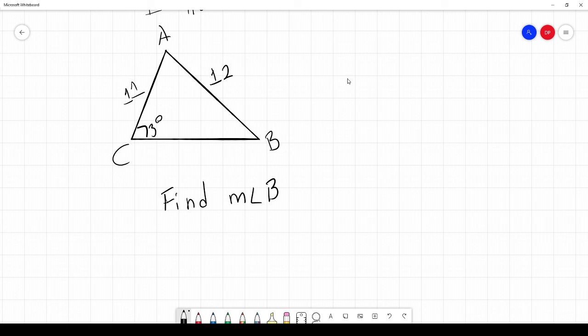Remember our law of sines says that A over the sine of angle A, and again your side and angle have to be opposite each other, is going to be equal to the same ratio for the rest of the sides and angles of that triangle. So this would be equal to the ratio of the length of side B to the sine of angle B. So we know three out of the four things in this equation.